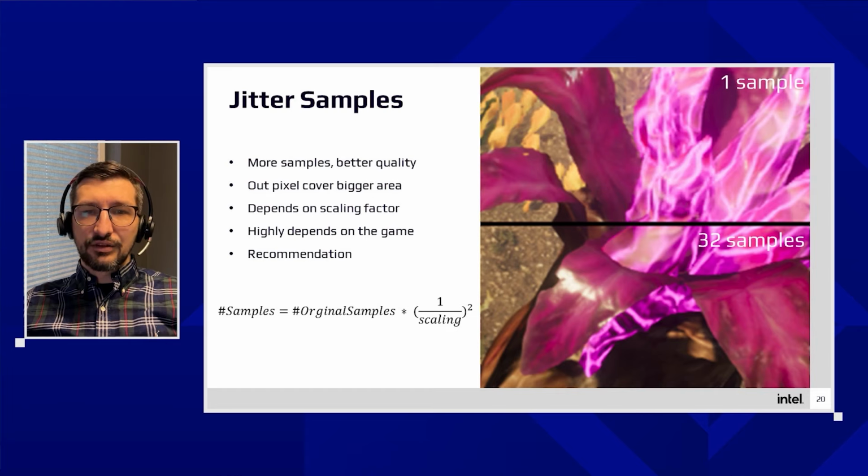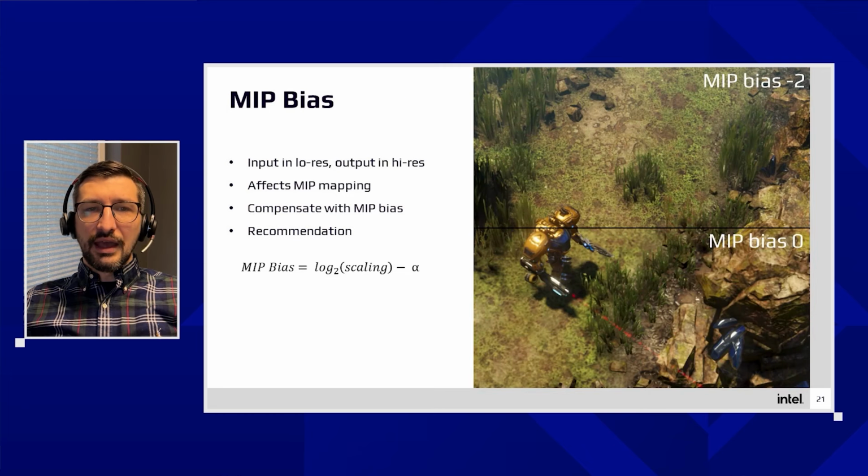The actual value is very workload dependent, but we recommend this equation as a good starting point. Note that the value depends on the scaling factor, so the bigger the scaling factor, the bigger the output pixel, which requires more sampling points. Another important but not so obvious parameter is the MIP bias.